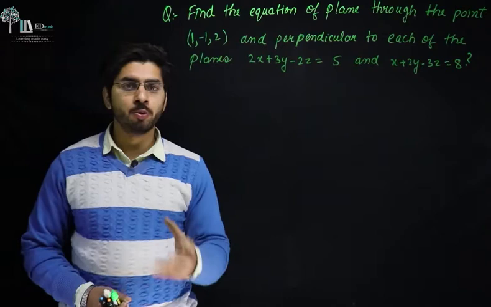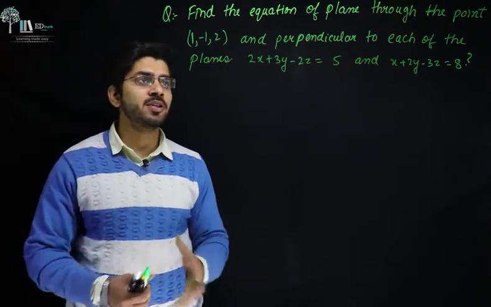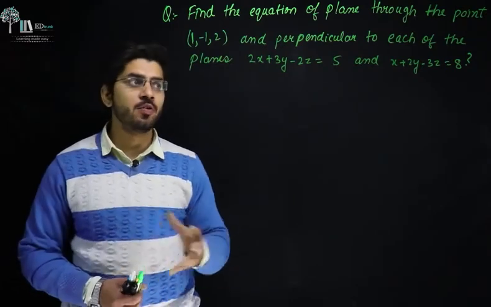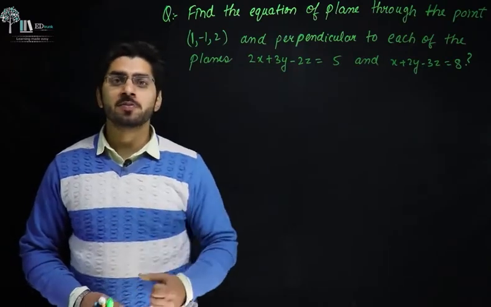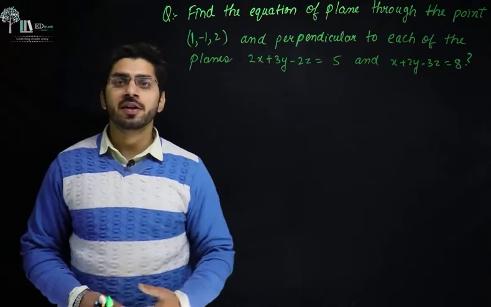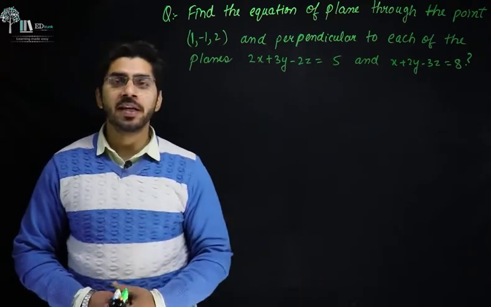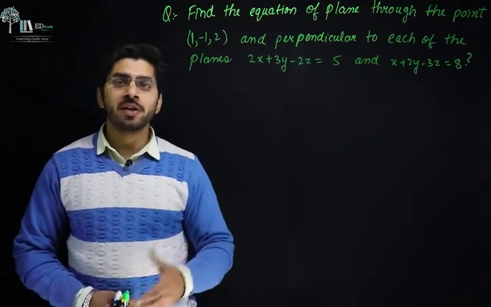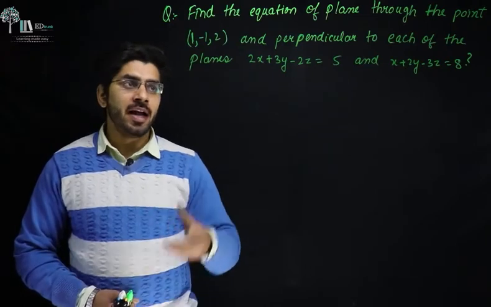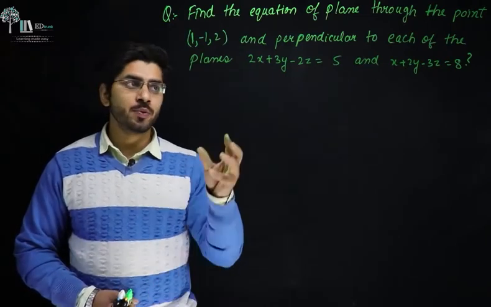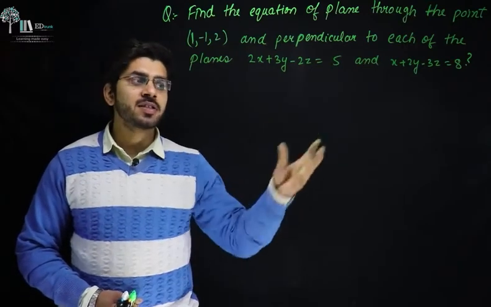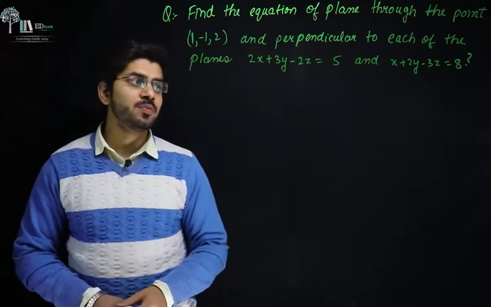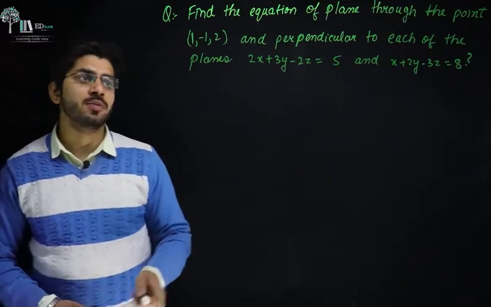Now we'll discuss one more problem on plane which is just similar to the previous problem. We'll just see how we go about solving it. Now this is very similar to the previous problem, but the conditions are different. You have to find the equation of the plane which is passing through the point 1, -1, 2 and perpendicular to each of the planes 2x plus 3y minus 2z equals to 5 and x plus 2y minus 3z equals to 8. So this is the plane whose equation needs to be found out.